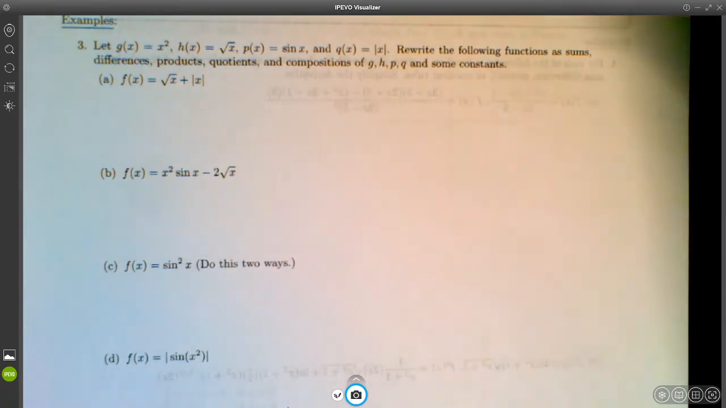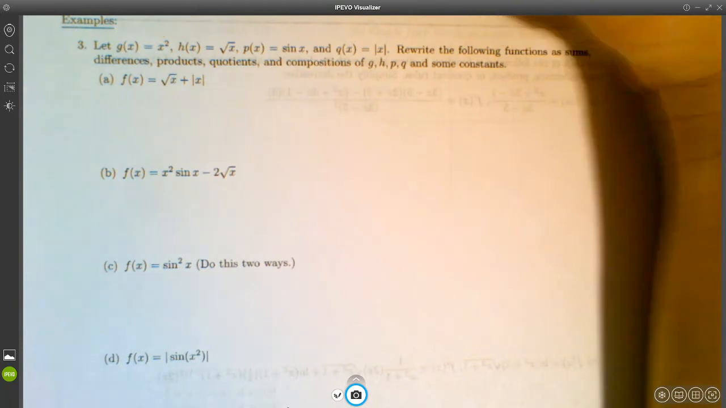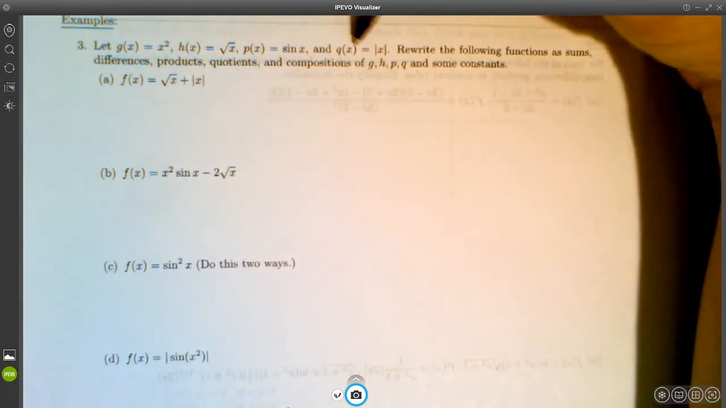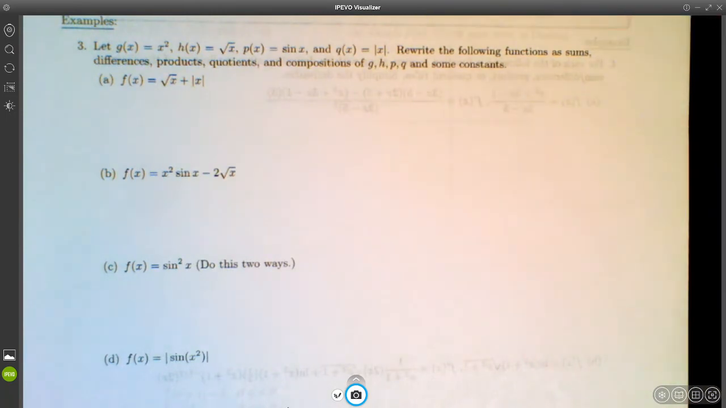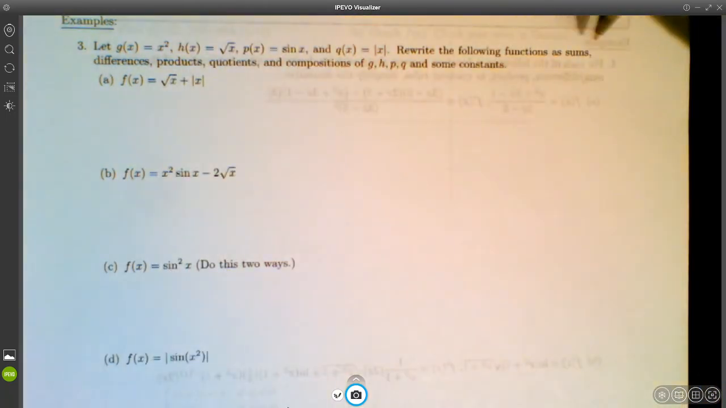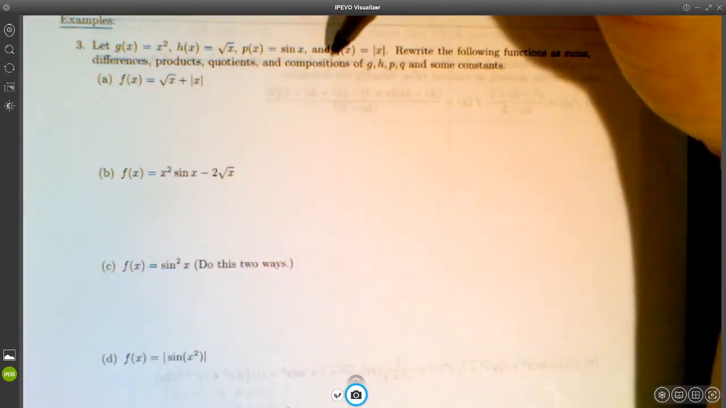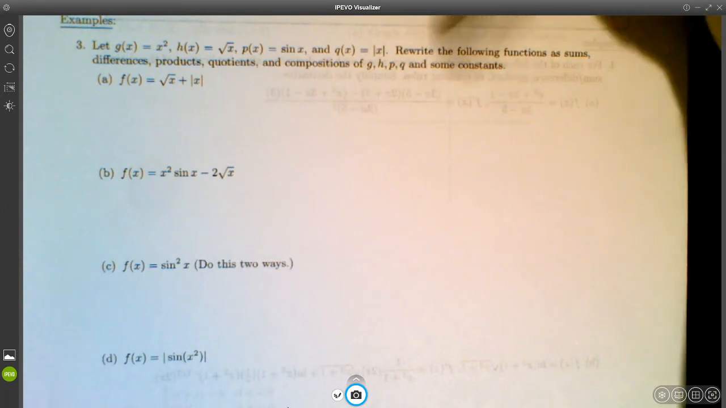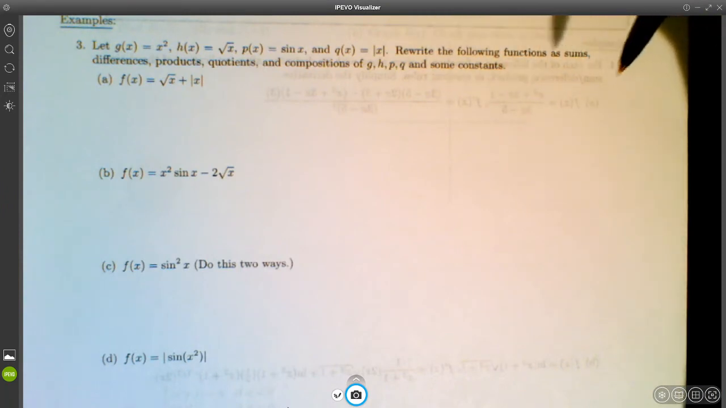Okay, so let's say that g of x is x squared, h of x is square root x, p of x is sine x, and q of x is absolute value of x. Let's see if we can rewrite each of these functions as sums, differences, products, quotients, and compositions of g, h, p, and q, and maybe we'll have some constants going on as well.